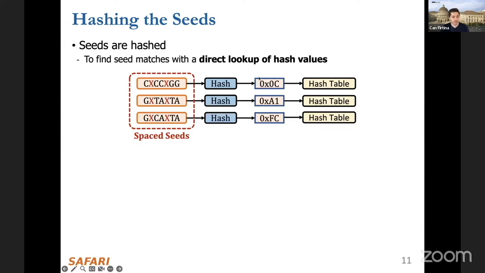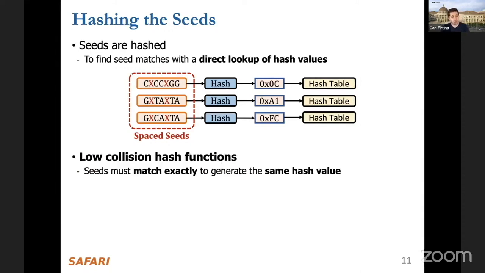And this ensures that we're always within a particular space budget when we're storing these strings in the hash table. The main benefit of using these hash tables is that, as I said, we can find the matches between hash values very efficiently with a direct lookup of these hash values. And to do so, low collision hash functions are mainly used.